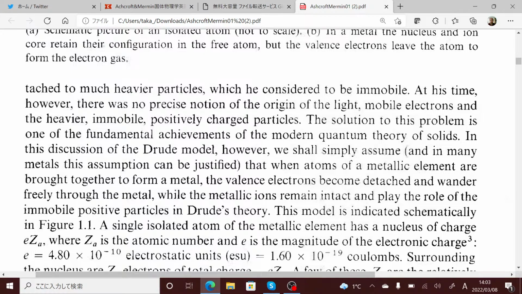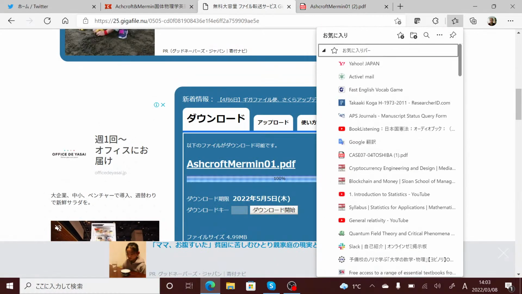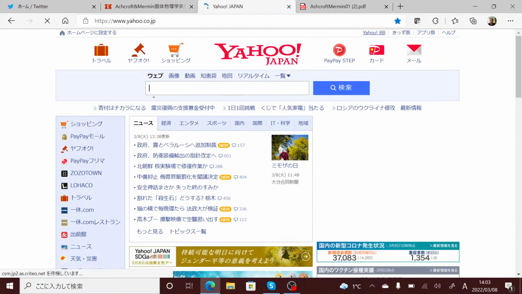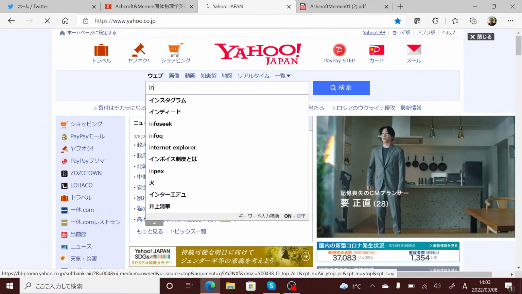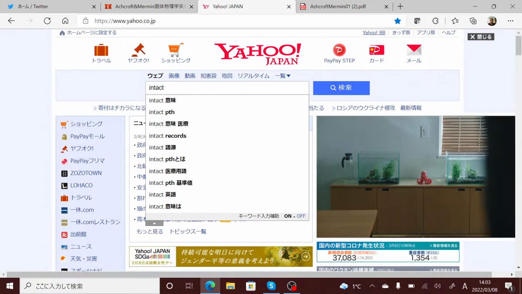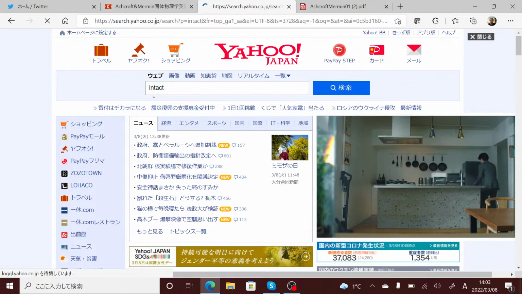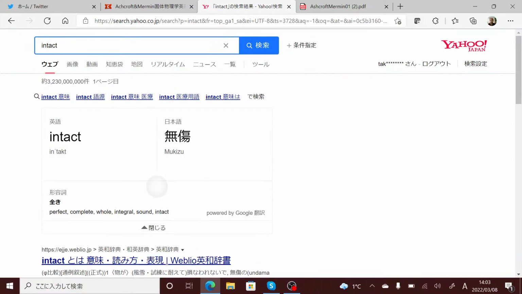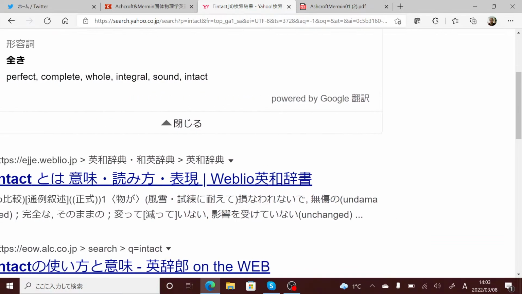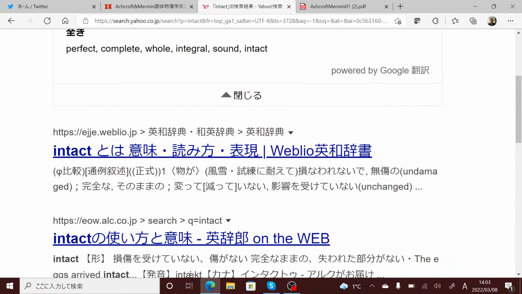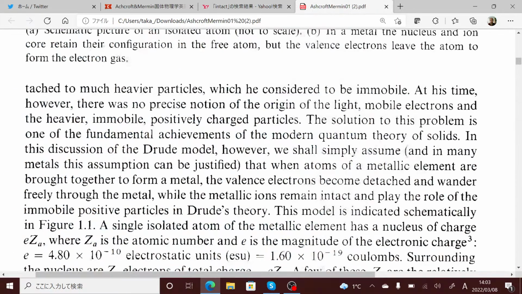In Drude theory, so intact, in Japanese is difficult.